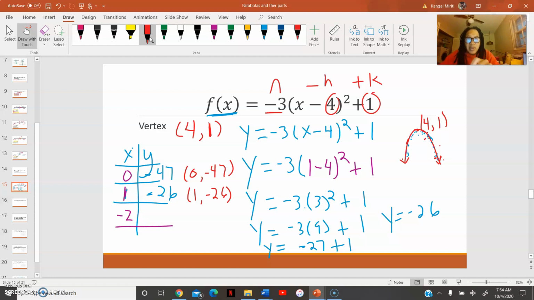So that's how we can find other points, just by putting in for x and getting out for y for any of these equations, remembering that f of x is just a disguise for y. Okay, that's how we can find other points in the parabola. That's the end of episode 3.